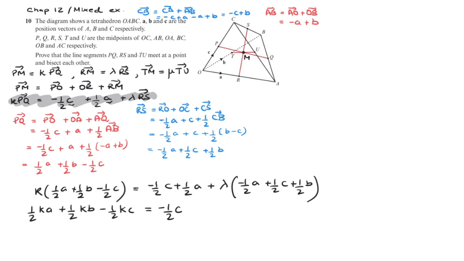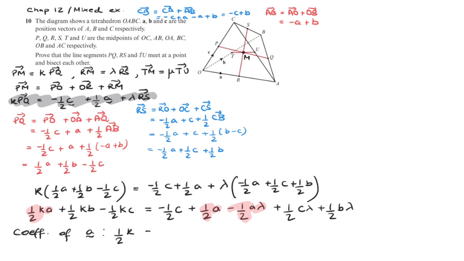And here I'm going to have, in terms of lambda, minus half A lambda plus half of C lambda plus half of B lambda. Now, if I start by comparing the coefficients of, let's say, A, I have half of K, and I've got half over here and a minus half of lambda. Okay, so those are my A's. So by comparing the coefficient of vector A, I'll get half of K equals half minus half of lambda.